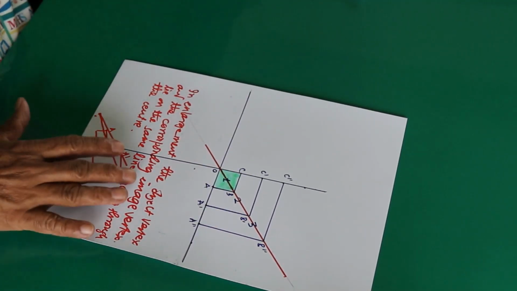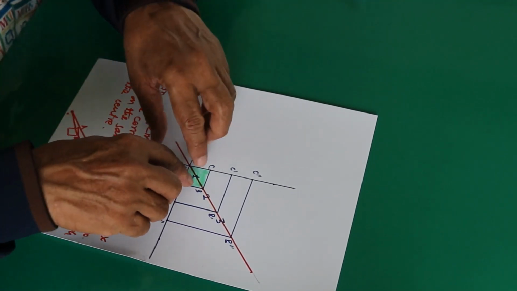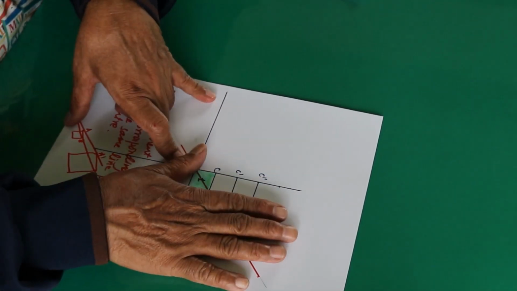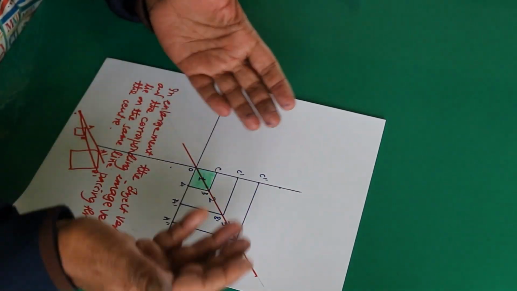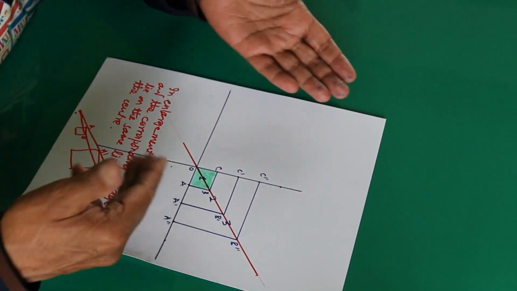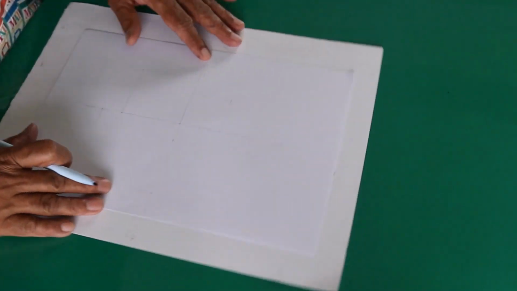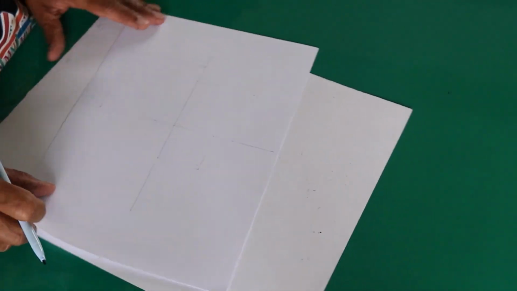Now let's see another situation. It is not the case that the figure will always be like this in the same quadrant. If they are in different quadrants, enlarged in a different quadrant, how will you explain that one? That's very important and interesting as well. Well, so let us see something different.